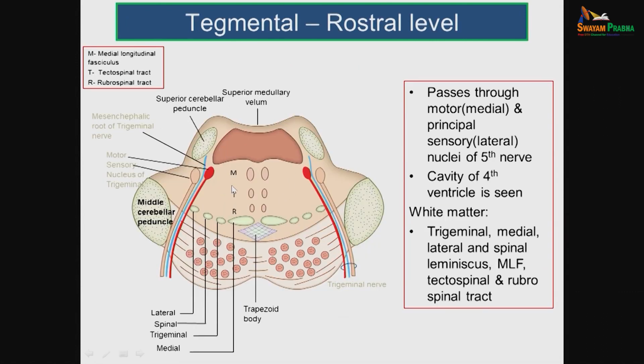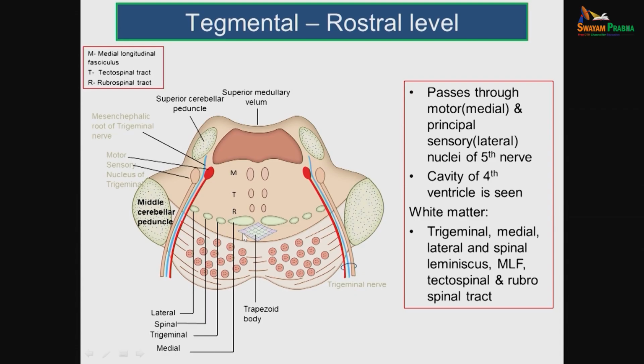Next, we will see the tegmental cross section at a little more rostral level. This level passes through the principal sensory nucleus and motor nucleus of the trigeminal nerve. And here you can see the fourth ventricle. It is roofed with the superior medullary velum. And here, as I said, the basilar part is the same. Just behind this trapezoid body, you can see there is a coronally oriented lemniscus.